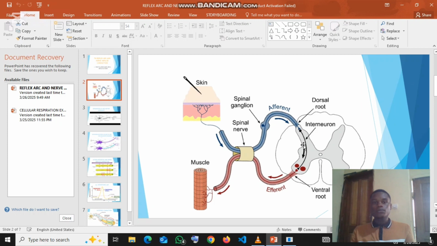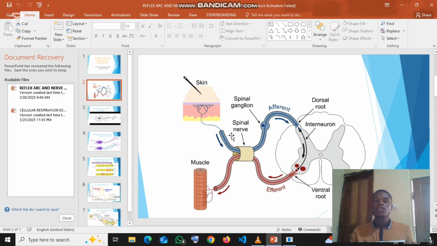Now, in a reflex action, the brain does not realize that a reflex action is taking place. It means that the spinal cord is the only part of the central nervous system that takes part in this. So what happens is that the sensory neuron carries the impulses towards the central nervous system, precisely the spinal cord. Now, in the spinal cord, we have what we call the interneuron or the relay neuron that will carry the information from the sensory neuron towards the motor neuron, which is the one which will carry the effect.